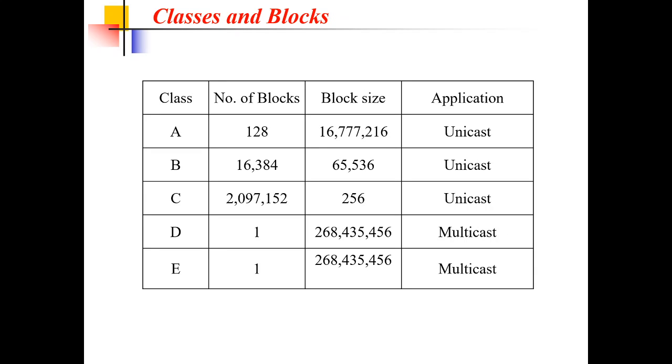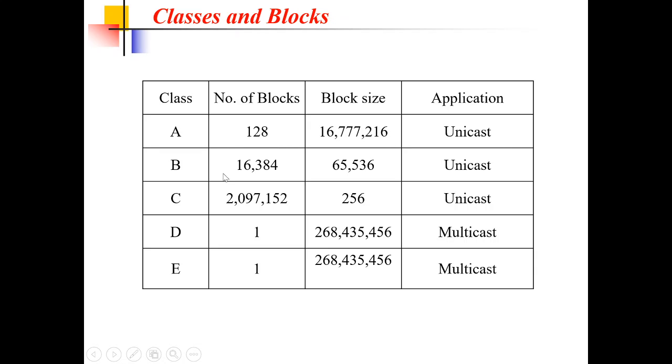Now see here, the classes and blocks are shown. For class A, the number of blocks is 128. Then the block size is 16,777,216 and the application is unicast. Now what does this mean? In class A there are 128 networks and for each network you can connect these many, more than 16 million hosts in that particular network.